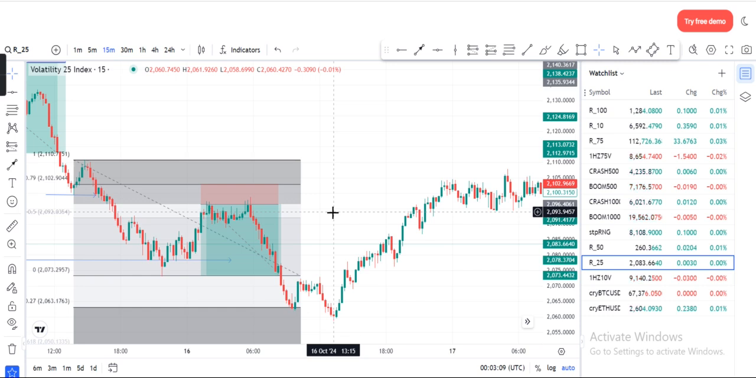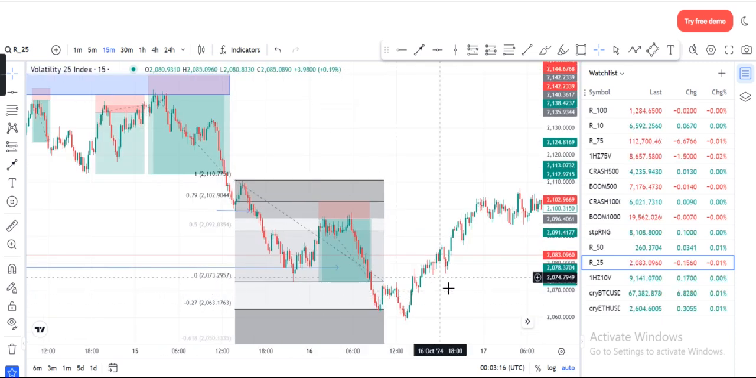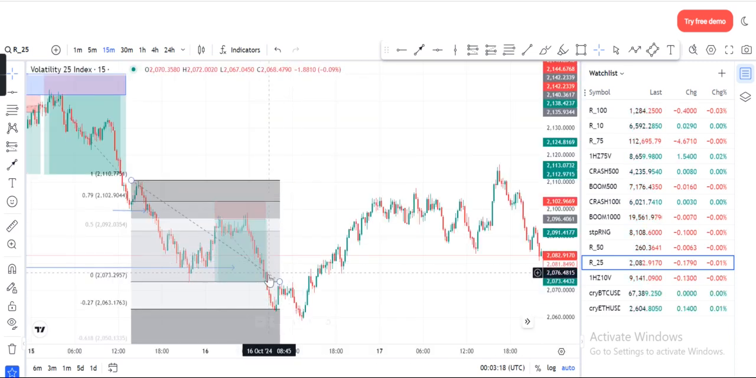So in this strategy, once you set your trade, just set it and leave it. Allow the market to do its thing. So after it did this, it hit take profit at this point.